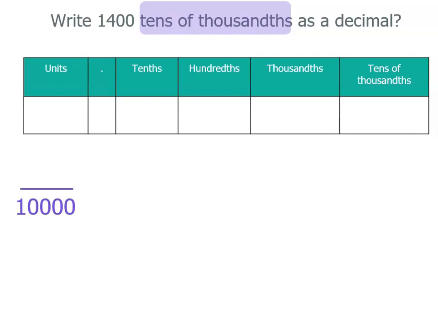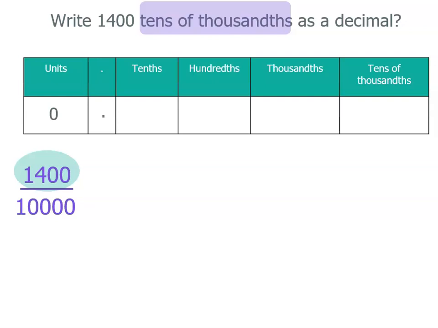And you can also think of the fraction. If we've got tens of thousandths, then our denominator is 10,000. Our numerator is 1400. And because it's less than our denominator, we know that the fraction is actually less than 1. So we can put a 0 in the units place and our decimal point.